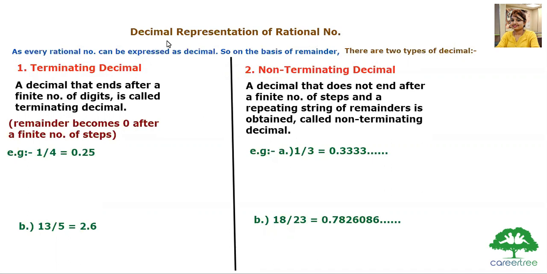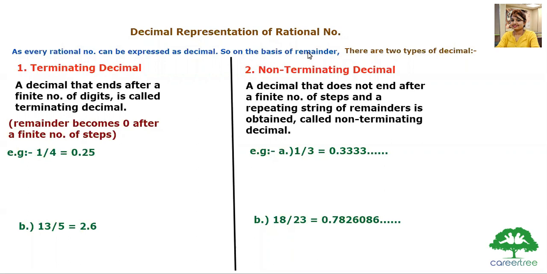Okay, so why do we need to study this decimal representation of rational numbers? As we know, every rational number can be expressed as a decimal. Whenever you divide a numerator by a denominator, you are going to get a decimal, right? So that's why we need to study this decimal representation.